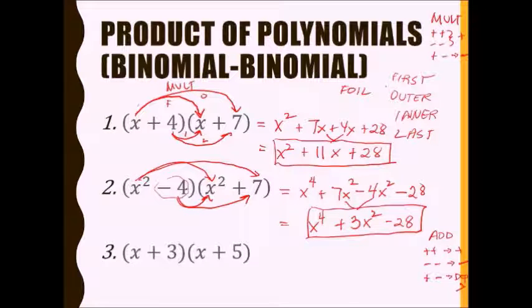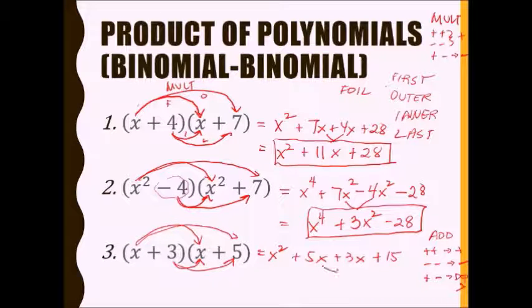Next, for the third example, FOIL ulit muna. FO. So, x times x is x squared. X times 5 is 5x. Inner term, 3x, 3 times x plus 5. No? So, 3x. And 3 times 5 is 15. So, again, adding the similar terms, we will have x squared plus 8x plus 15.